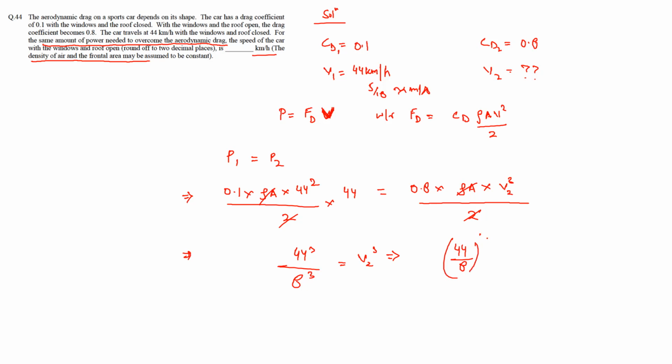Wait, did I do something wrong here? Oh, you can write this as 2 cube, sorry. This should not be 8 cube actually, this is just 8. So yeah, 2 cube, and then maybe we can say this is 22 cube. So V2 has to be 22 kilometers per hour.